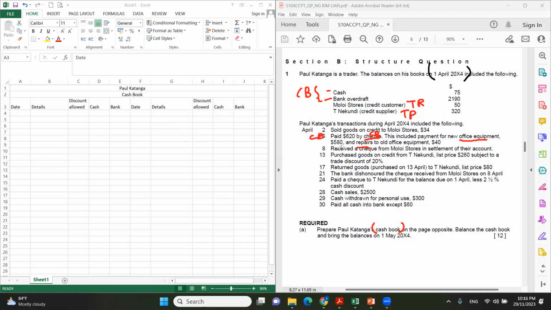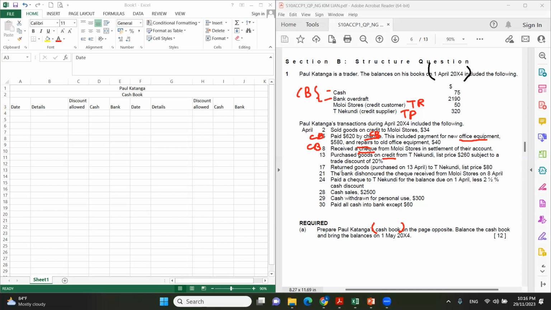Next is: receive a check from Molloy in settlement of their account. The moment you see the check, it is related to the cash book. Purchase goods on credit from T. Nukudin, list price 260, subject to a trade discount of 20%. This is on credit, nothing to do with the cash book. 17th, return goods purchased on 13th to Nukudin, list price 80. So this is also nothing to do with the cash book, so we don't need to record it under the cash book.